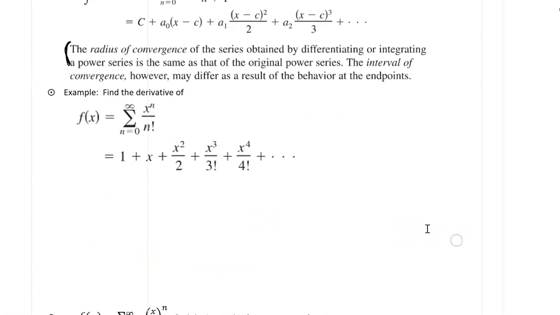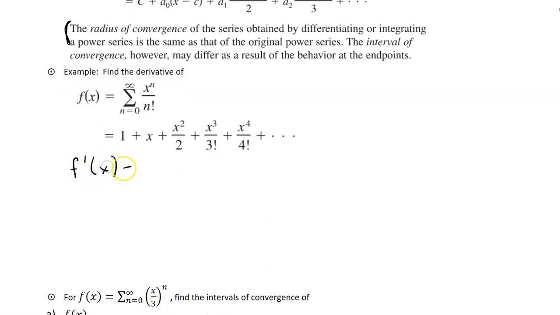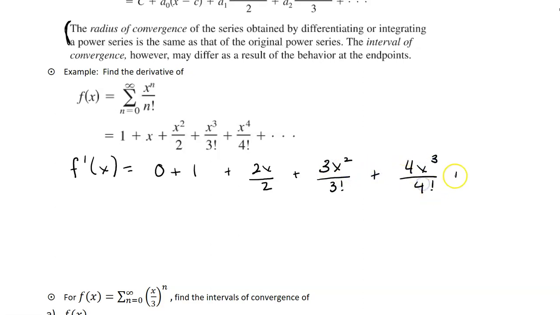It says find the derivative of f of x equals the sum of x to the nth divided by n factorial, and we've got 1 plus x plus x squared over 2 plus x cubed over 3 factorial, so on and so forth. So this is a 0 factorial, a 1 factorial, and a 2 factorial in that denominator. So if I go term by term, f prime of x would be 0 plus 1 plus 2x to the first power over 2 plus 3x squared over 3 factorial plus 4x cubed over 4 factorial, so on and so forth. And you can see what's going to happen is I'm going to end up with 1 plus x.